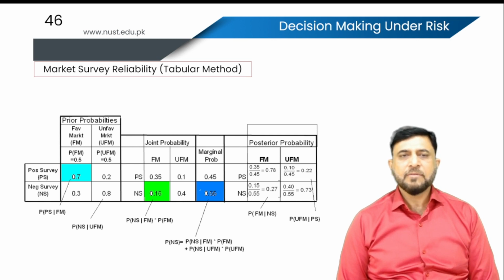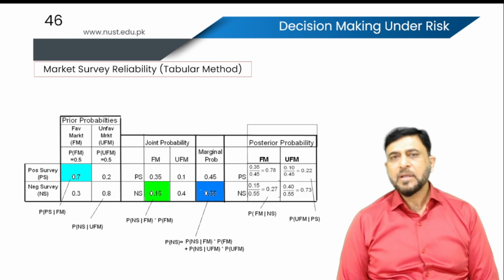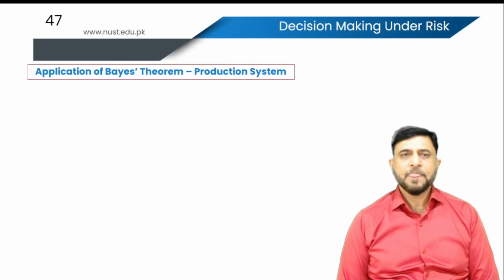Similarly, 0.15 is the probability of negative survey when favorable market is there multiplied by probability of favorable market. Similarly, the marginal probability of 0.55 can be calculated with the help of this formula, which we did in the previous slide, where we can find the value of 0.55. Similarly, from there we can find the posterior probabilities.